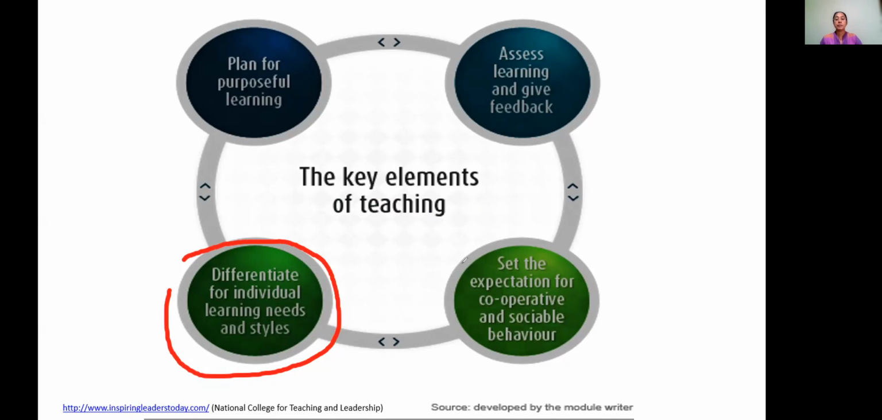Then the set of expectations for cooperative and sociable behavior is there. Okay, so we expect the students to behave interactively with each other. So how are you going to implement that, and think of building collaborative learning environments online. So that's another thing that you have to consider. Okay, so these are the key elements if you think about teaching.